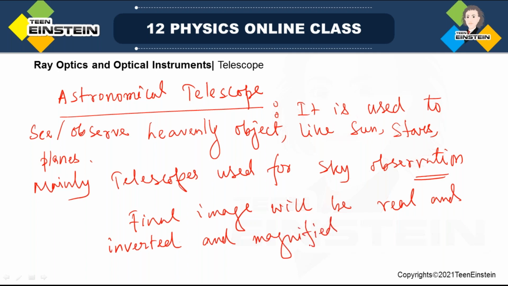So here you might be thinking, sir, there must be a problem if we see anything inverted. No, actually for astronomical objects, since they are nearly round in shape, it doesn't matter whether the image is inverted or erected. There is no issue with that, because astronomical objects are nearly round in shape. So these are a few things about astronomical telescopes.